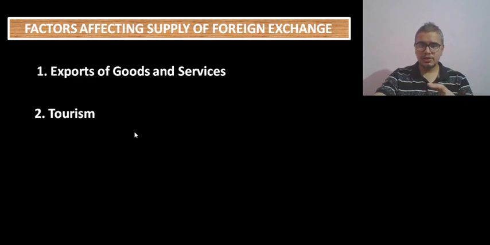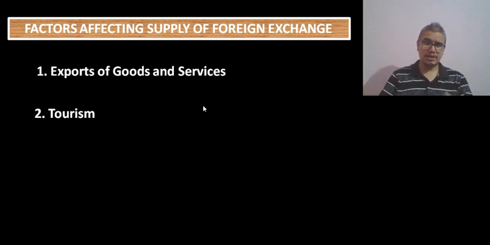In most tourist places where many foreign tourists come, you will see foreign exchange counters where they can easily convert their currency, whether it be US dollar, euros, pounds, etc., against the Indian currency. So tourists are coming with US dollar and making payment in US dollar, and more US dollar coming to India means supply of foreign exchange is rising.